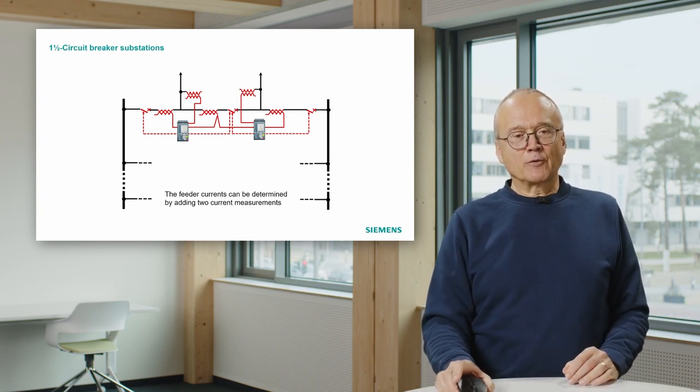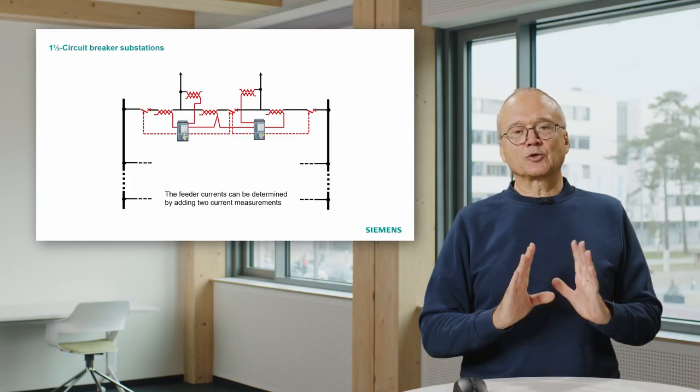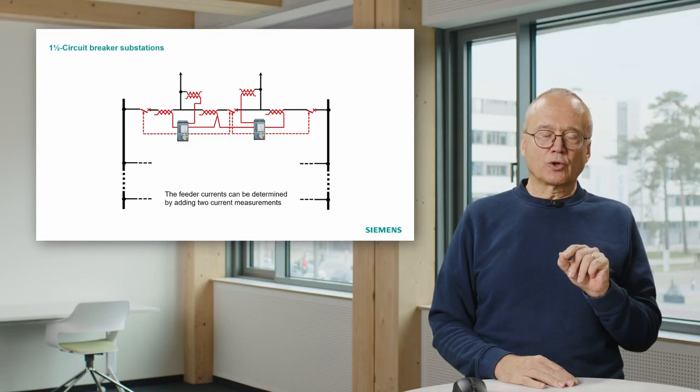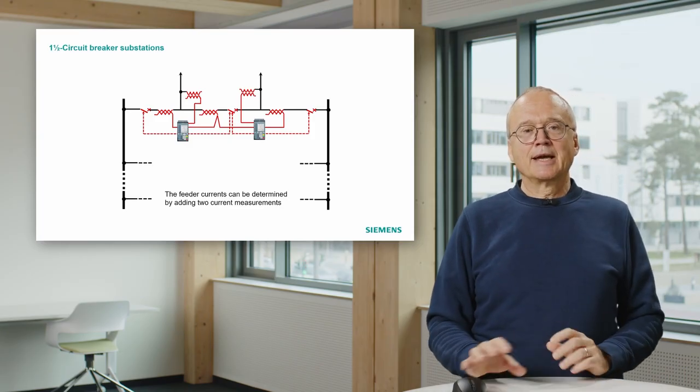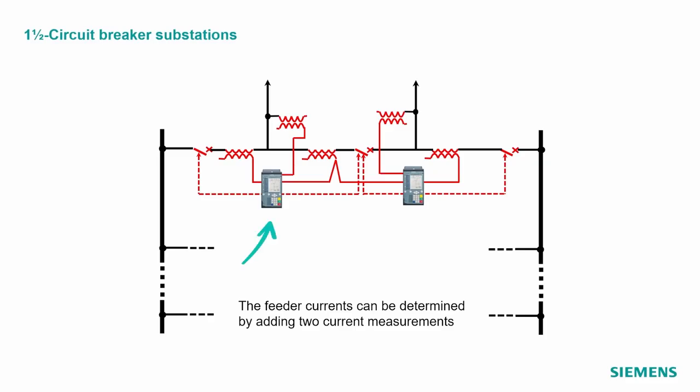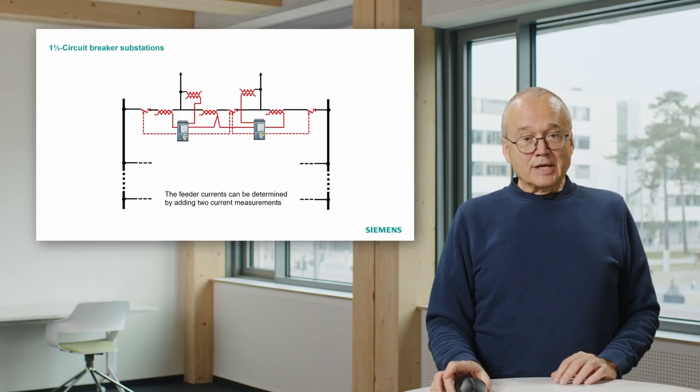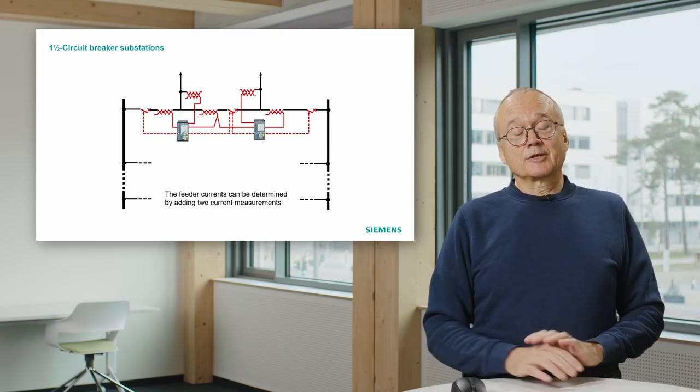If we look at the left-hand relay, this is responsible for the left-hand feeder. If this relay detects a short circuit on the left feeder, it has to trip 2 circuit breakers, the left-hand circuit breaker and the center circuit breaker. The same applies to the right one. If that detects a short circuit on the right-hand feeder, it has to trip the center circuit breaker and the right circuit breaker. You also see voltage transformers and current transformers here.